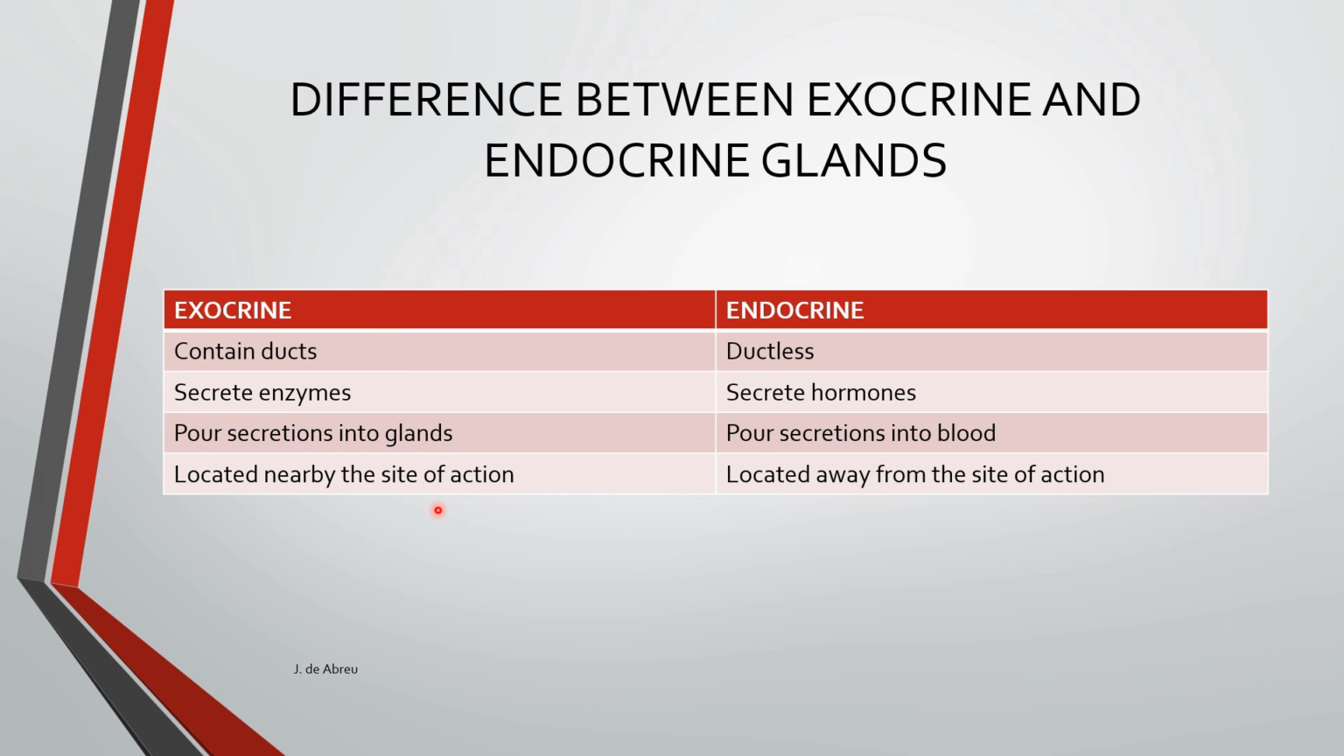So these glands need to be near the site of action where they want their secretions to be, because they are being transported via ducts. But with the endocrine glands, they are being transported through the bloodstream, and the blood flows throughout the entire body. So it can be located away from the site of action, very far away in the body, because it's being transported into the bloodstream, which travels everywhere in the body. So at some point, that hormone will reach the specific target organ.